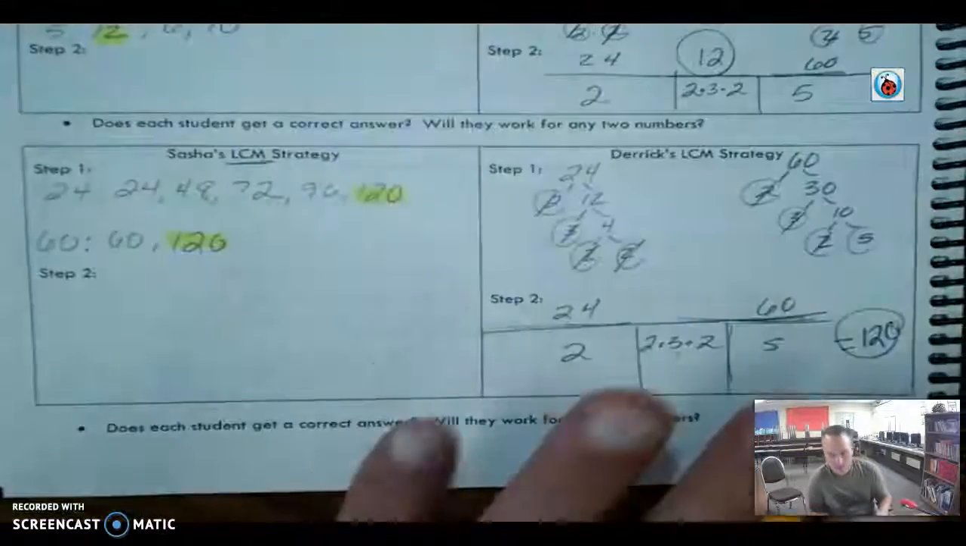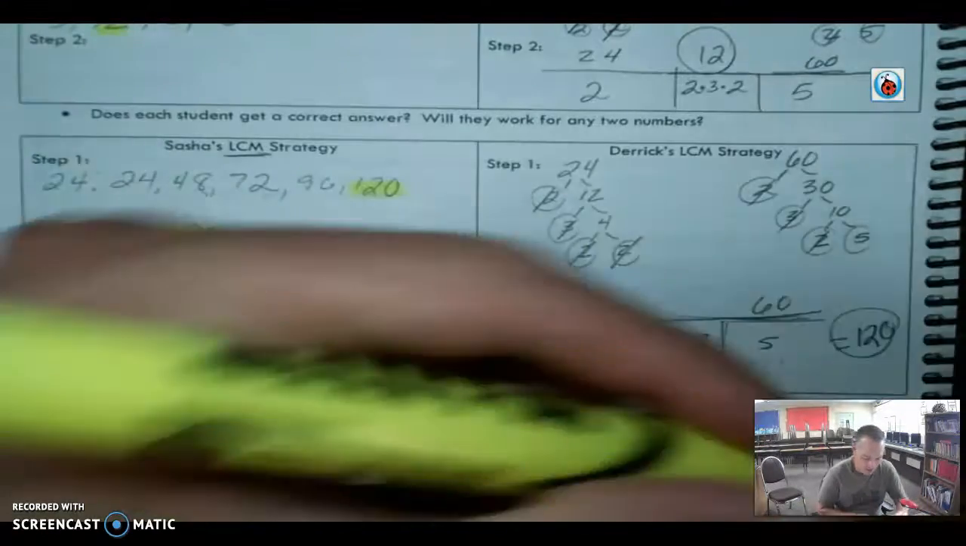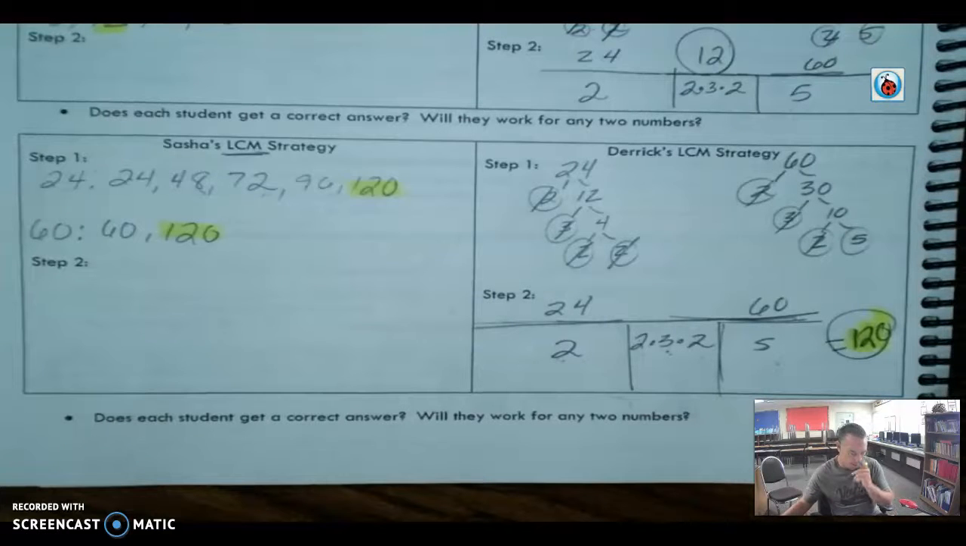So to me, this way is a little bit easier. It takes a little more work up front, but it's like a 2-for-1 special. Did they get the same answer? They sure did, 120. Alright, so there you go. We're going to do some more on the next page, so go ahead and pause the video.